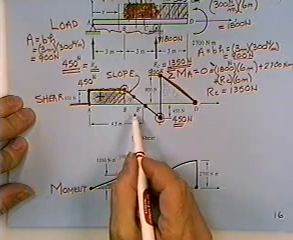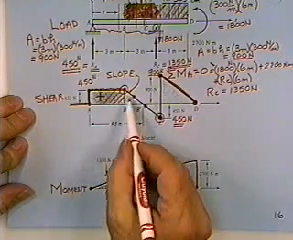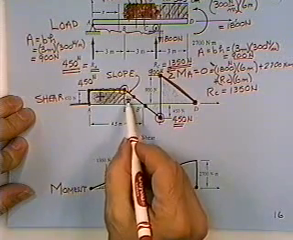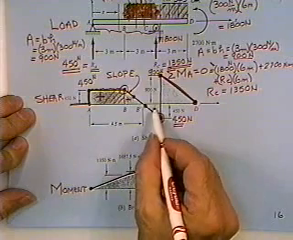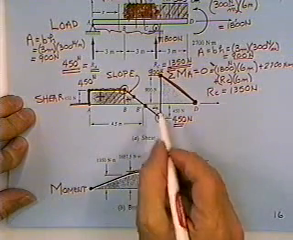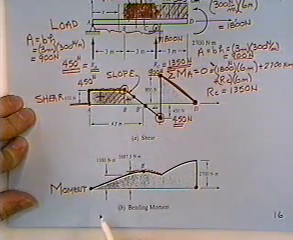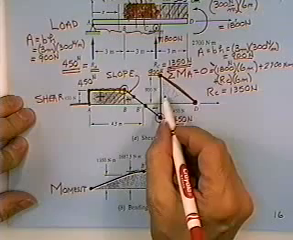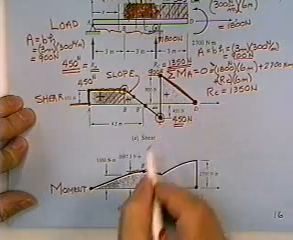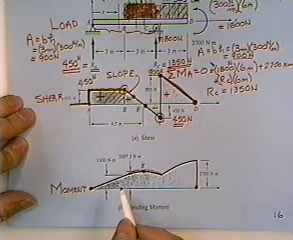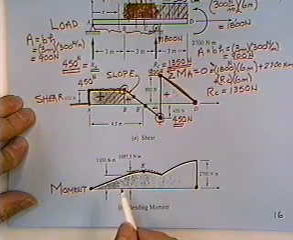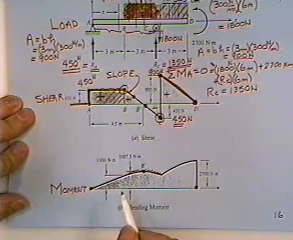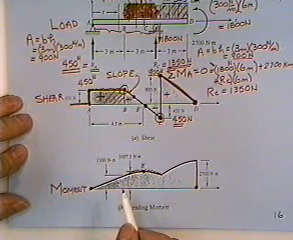Next, between B and B prime is a triangle. It's also a positive area. It's going to push the diagram up. Between B prime and C is a negative area. It's going to start pushing the diagram down. And finally, this big area between C and D is going to push the diagram back up. Any concentrated moments will make the diagram jump one way or the other.